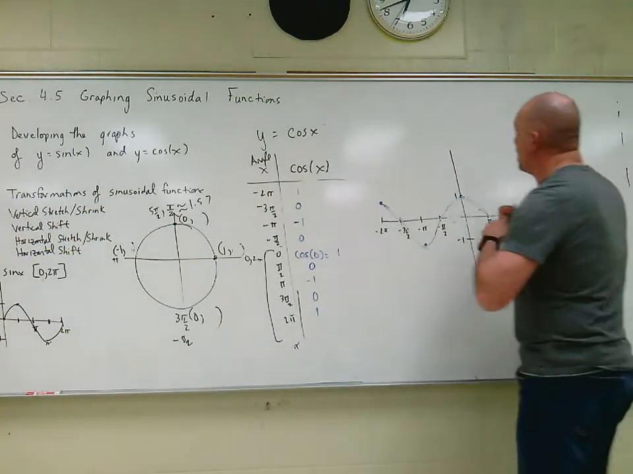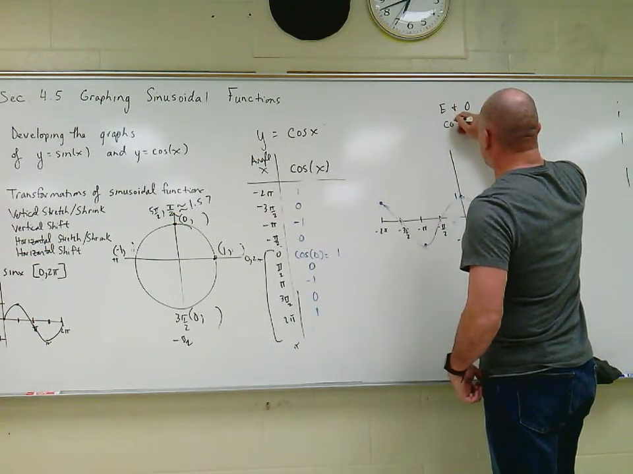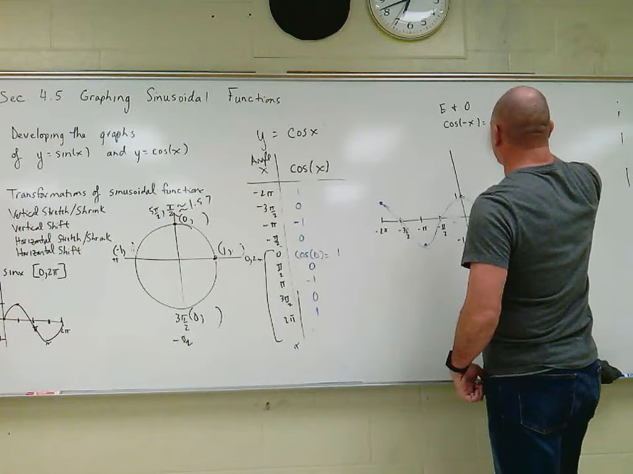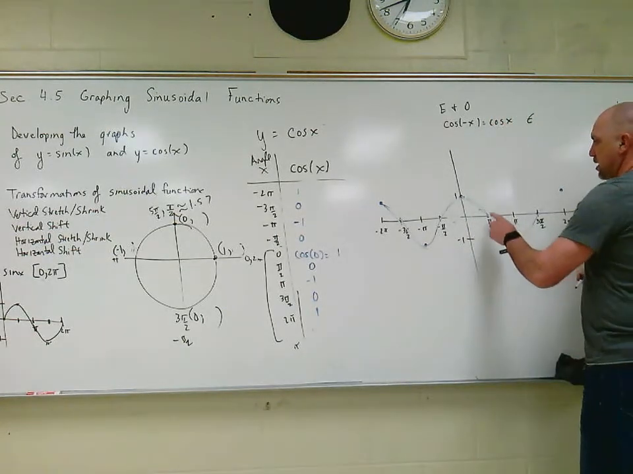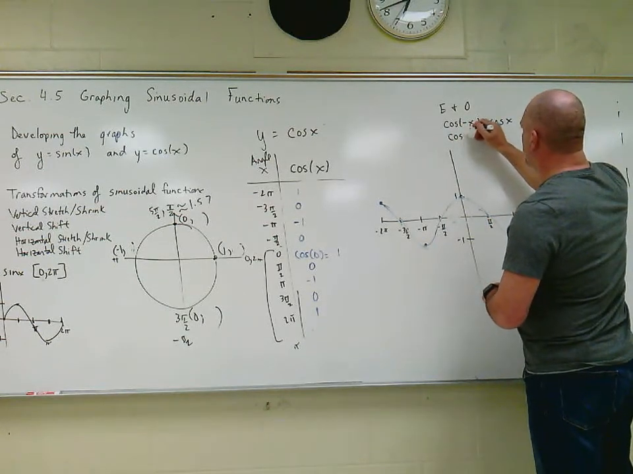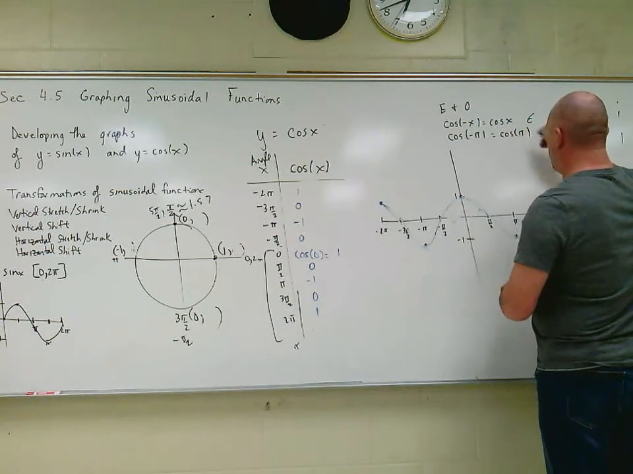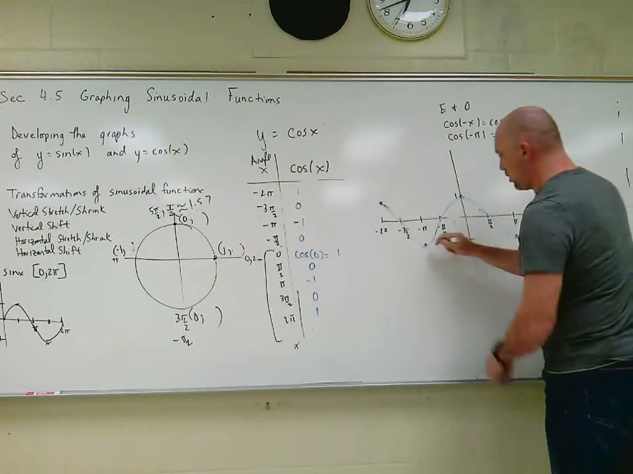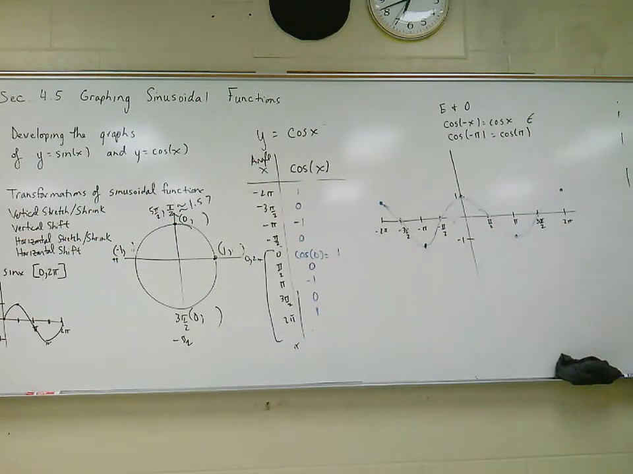The identities that we derived the other day, we said that cosine of negative x equals cosine x. It's even. Well, let's see. That means if I put in, let's just do cosine of negative pi, is that equal to cosine of pi? Well, cosine of negative pi, we're here, negative one. Cosine pi, we're here. So that's what that means, okay? Alright. Is it still a wave?